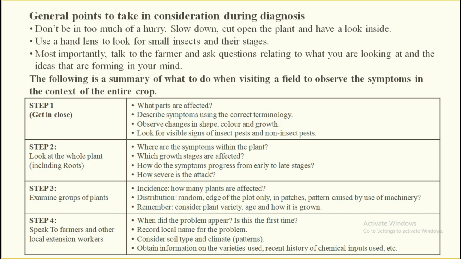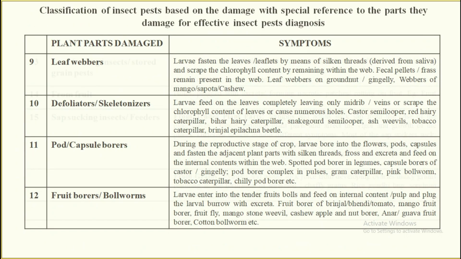What is the stage of the disease incidence? How severe is the attack? Those things you should know. In general, whitefly, where do they attack? Lower leaves or upper leaves? Lower leaves. Lower leaves, very good.